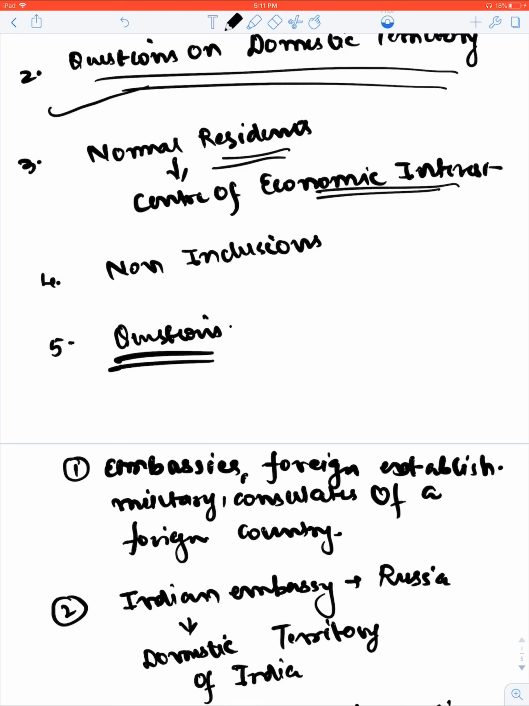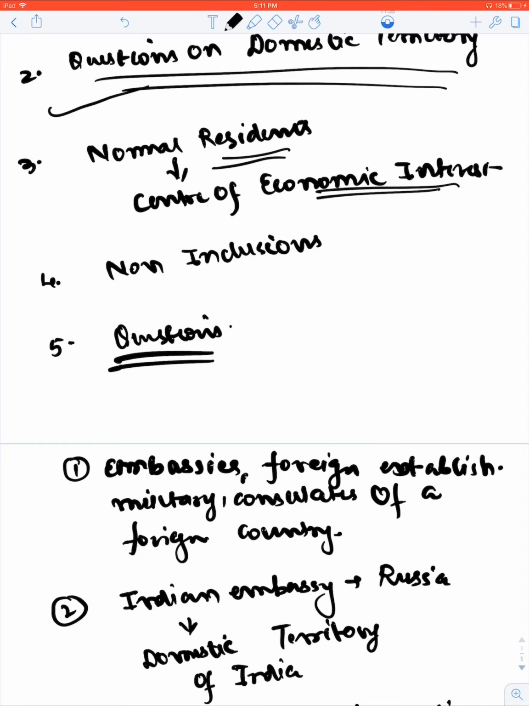Let's say there is one Indian guy who is working in a WHO office in America for less than 1 year. He would be the normal resident of India and not America. But if this guy works in the WHO office located in America for more than 1 year, he would become the normal resident of America and not India. So this is what you have to remember. These questions come in exams and you have to be very sure about them.